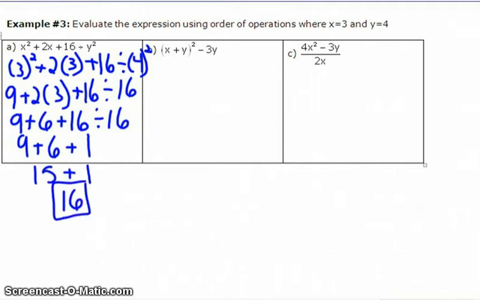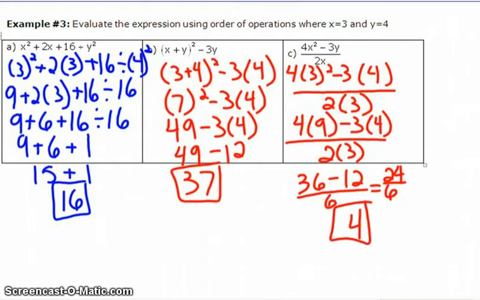Now, please pause the video and try B and C on your own. Okay? Okay. Hopefully you paused the video and you tried B and C on your own. Okay? As you can tell, for B and C I have all of the problem worked out, showed all of my work, and ended up for B getting 37 and for C getting 4.